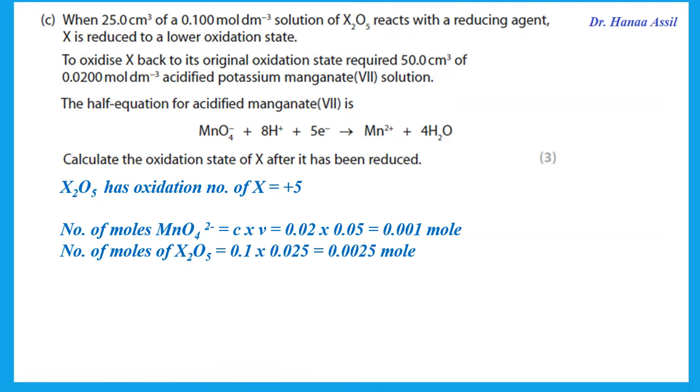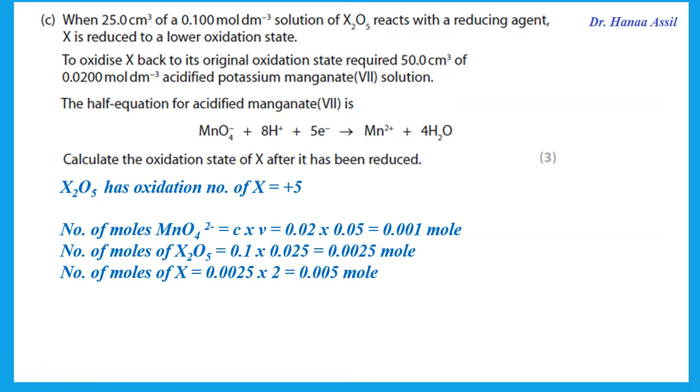And the number of moles of the X2O5 that reacted with it, we have 25 cm³ of 0.1, so this gives number of moles 0.0025. Now, 1 mole of the X2O5 will give twice the number of moles of X. So if I'm looking for the number of moles of X, it is twice the number of moles of the X2O5.